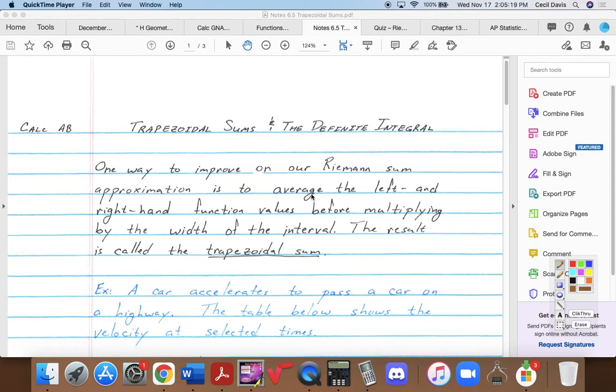One way to improve on Riemann sum approximations is to average the left hand and the right hand function values before multiplying by the width of the interval. This result gives you what's called the trapezoidal rule. And it's pretty easy to see, because it makes a trapezoid.